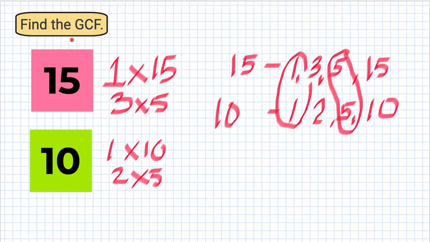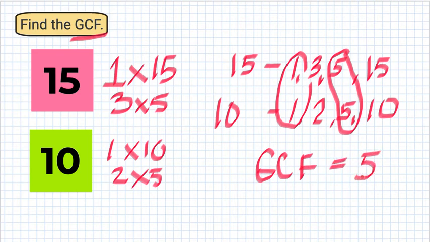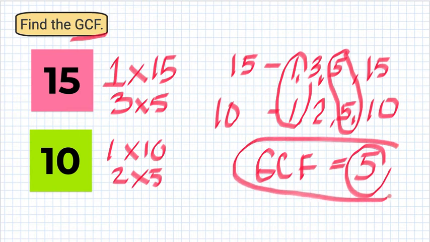But take note, we need to get the greatest between 1 and 5, which is greater? Of course, 5. So the GCF of 15 and 10 is 5. This is the largest number that can possibly divide 15 and 10. That's right. 15 divided by 5, you can divide actually. 10 divided by 5, you can divide actually. So therefore, the GCF of 15 and 10 is 5.